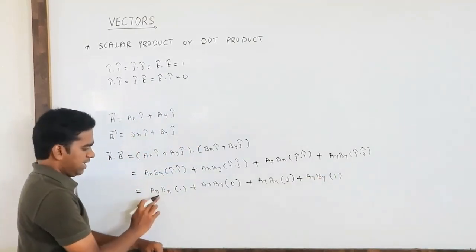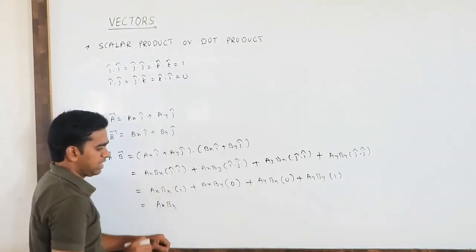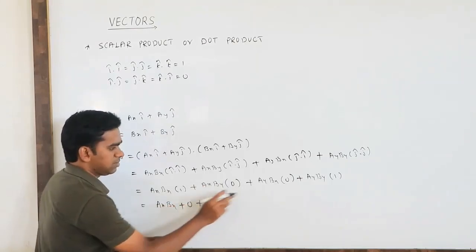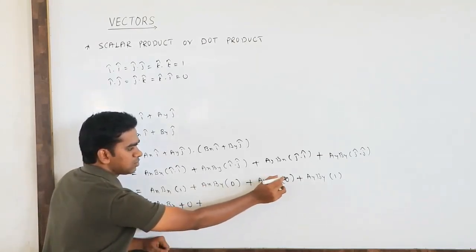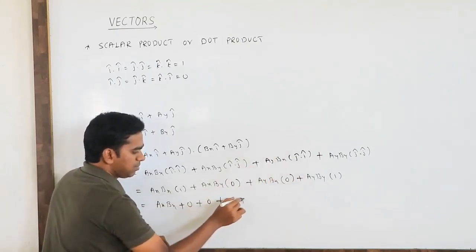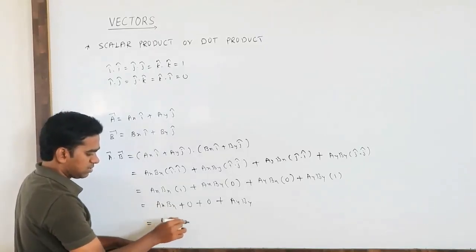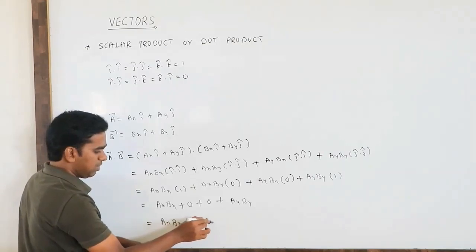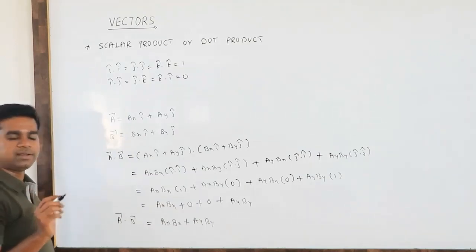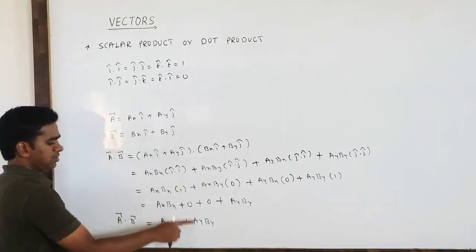So now ax bx multiplied by 1, you will get ax bx only. Ax by multiplied by 0 is 0. Plus ay bx multiplied by 0 is 0. Plus ay by multiplied by 1, so ay by. That's all. So the answer is ax bx plus ay by. That is the answer for vector A dot vector B.